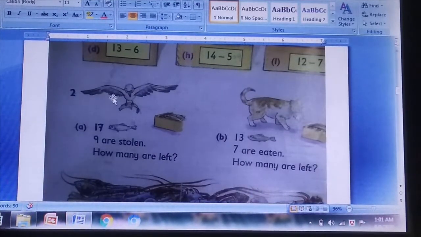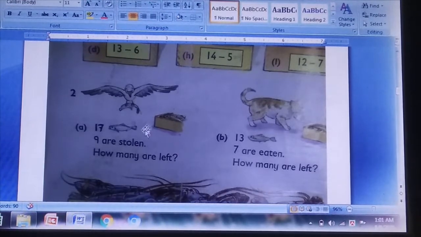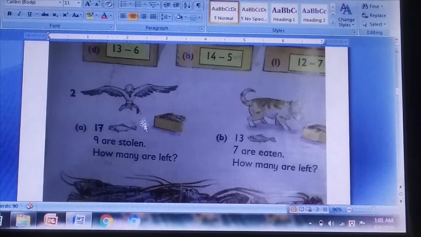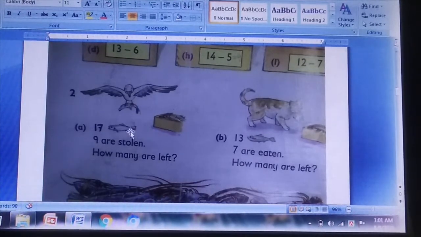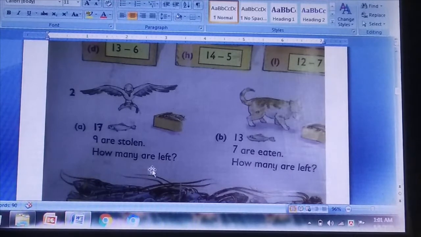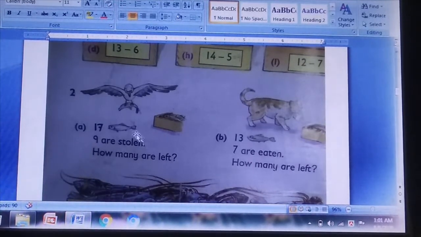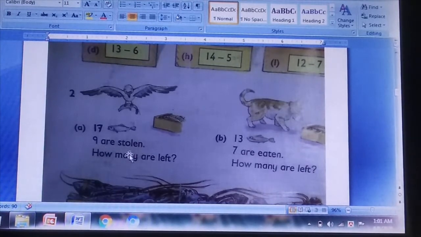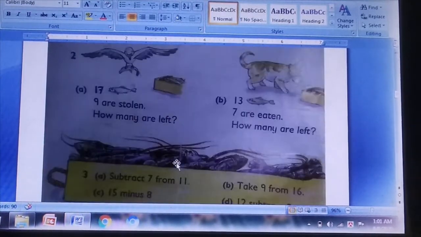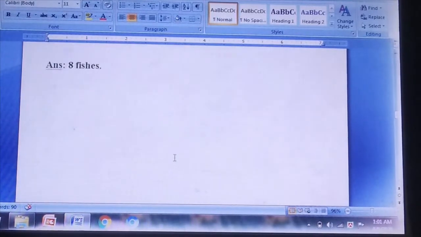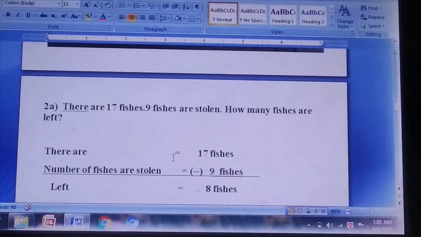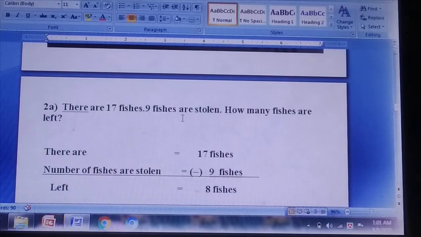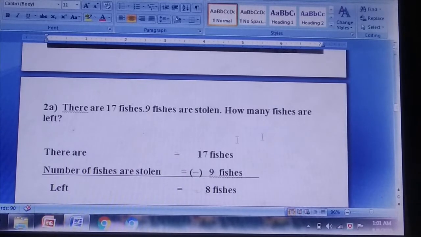Look at here. In number 2, look at the picture. There are some fish, a seagull, a bird. The question is, 17 fishes and 9 are stolen. How many are left? Listen to me very carefully. 17 fishes, 9 are stolen. How many are left? I write these kinds of sums in a proper way. Look at the question. There are 17 fishes. 9 fishes are stolen. How many fishes are left?